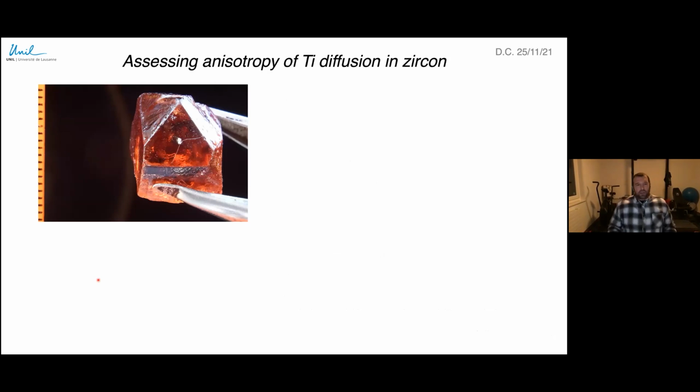So all of the experiments we did were performed on gem quality zircon crystals. The bulk of these zircons came from the Central Highlands of Vietnam, although a good 6 or 8 experiments were done on a zircon megacrystal that came from Tanzania.